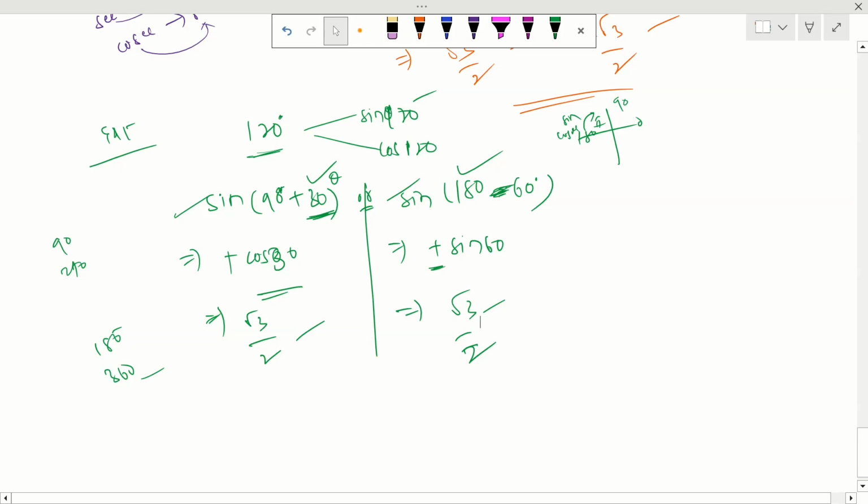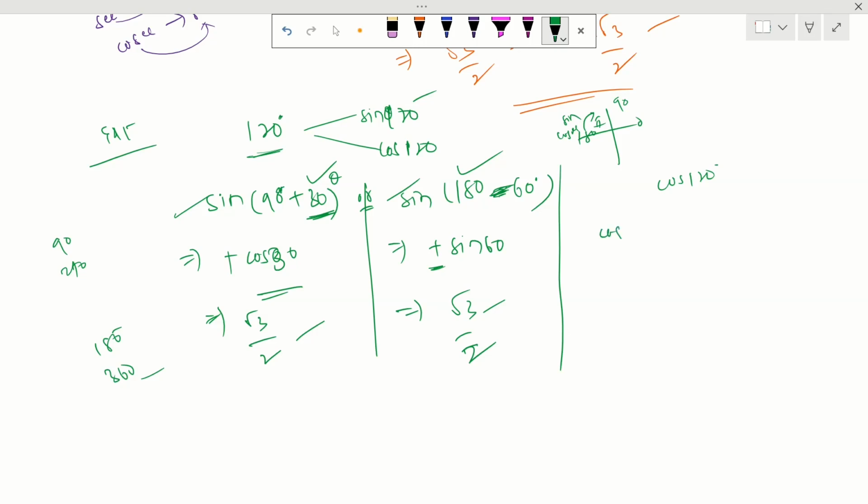Now we can find the cos value of 120 degrees. We can write either cos of 90 plus 30, or cos of 180 minus 60, right? Both are the same. 90 plus 30 is 120, and 180 minus 60 is also 120, so both values will be the same. Now you convert this into the form. First we have to write the sign, positive or negative, before converting, so we have to identify which quadrant it is in.